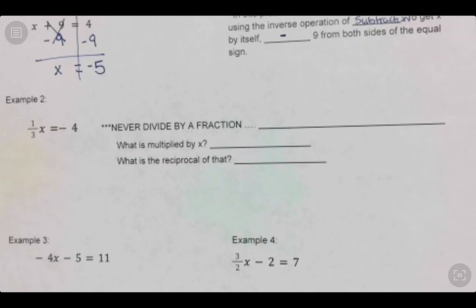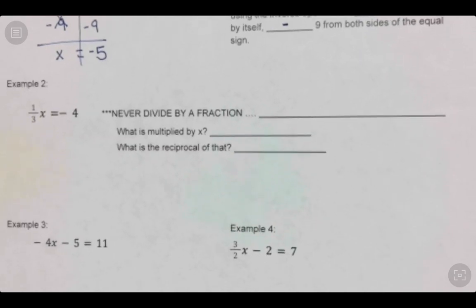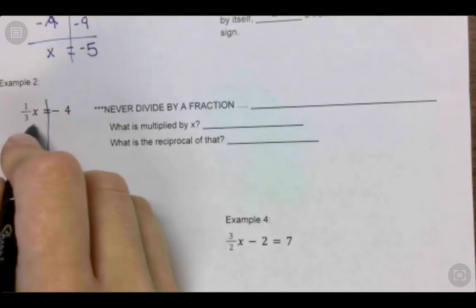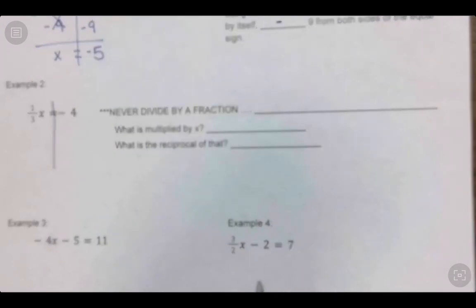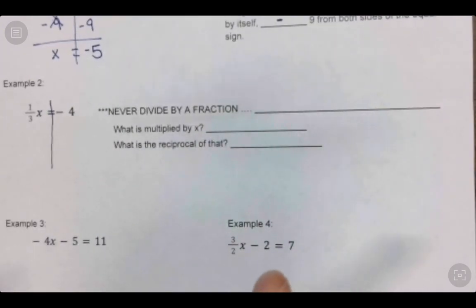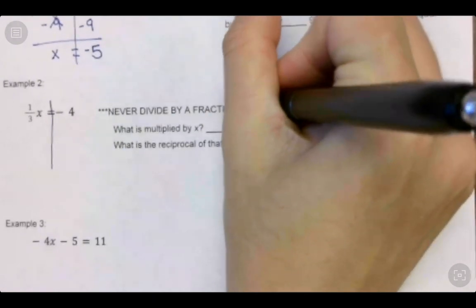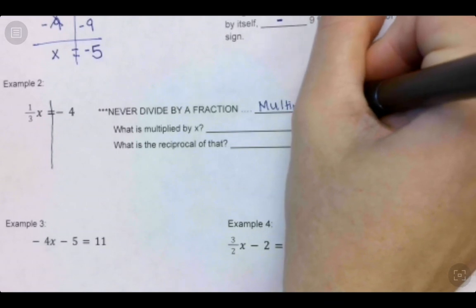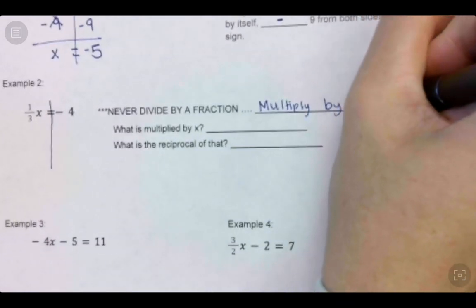So if we keep that same sort of thinking, we never divide by a fraction. You don't want to say, oh, I'm going to divide this because right now it's being multiplied. So the inverse is division. You can do that, but what you'd have to remember is dividing by a fraction is the same thing as multiplying by the reciprocal. So multiply by reciprocal.